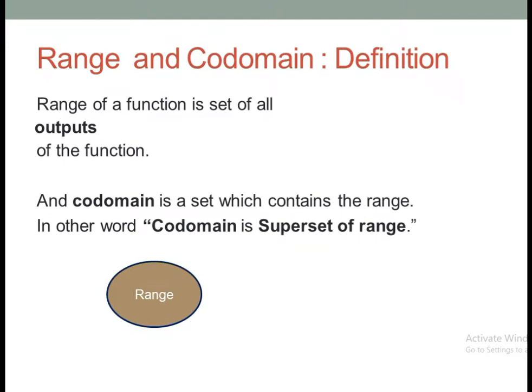Now we want to know what codomain is. Codomain is a set which contains the range. In other words, codomain is a superset of the range. What is a superset? You may not be familiar with the concept of superset. Superset is the opposite idea of subset. Like, this is the range, and a covering set of the range will be a superset of the range and it will be called codomain.